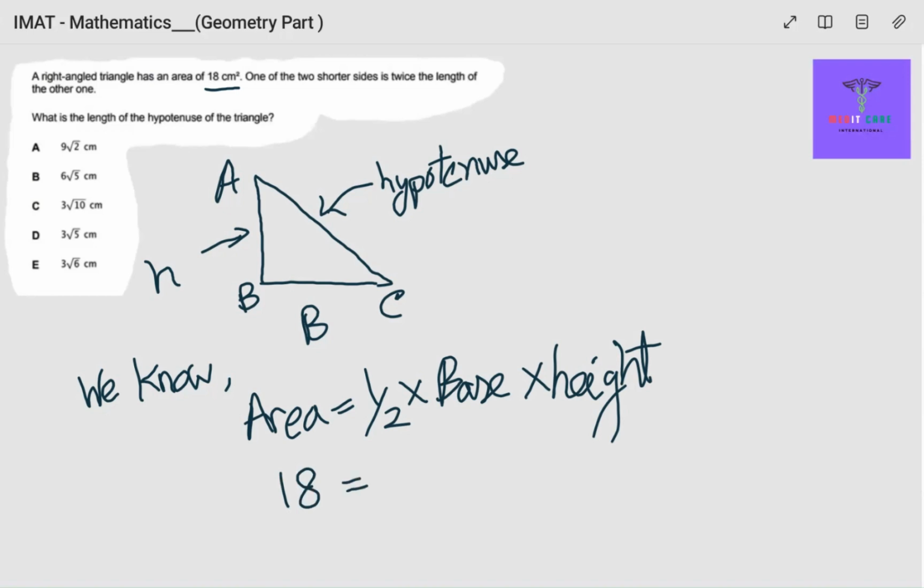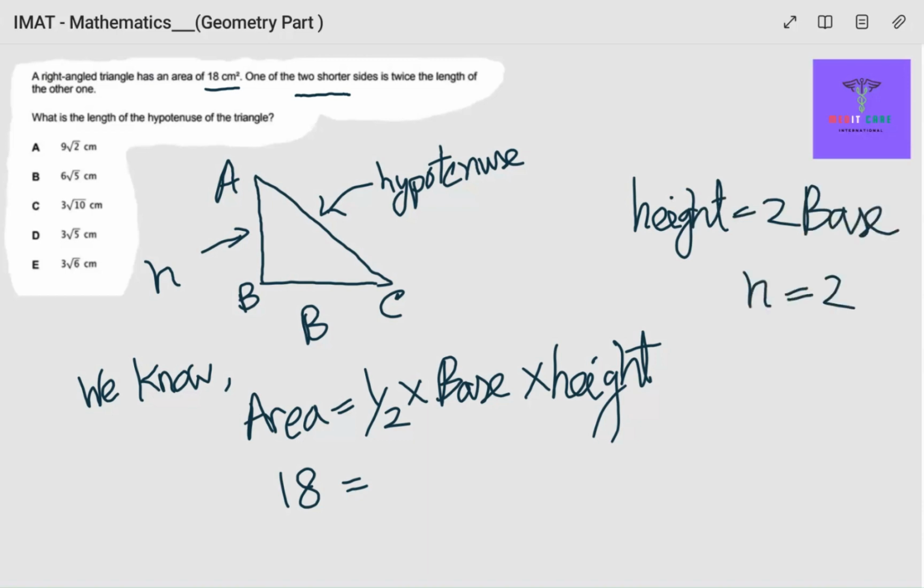Now there is also mentioned that one of the two shorter sides is twice the length of the other one. So the two shorter sides are A B and B C. Let's say height equal to 2 base. Height equal to 2 base. So h equal to 2b. So half into base into height, and height equal to 2b, so we'll put here 2b.